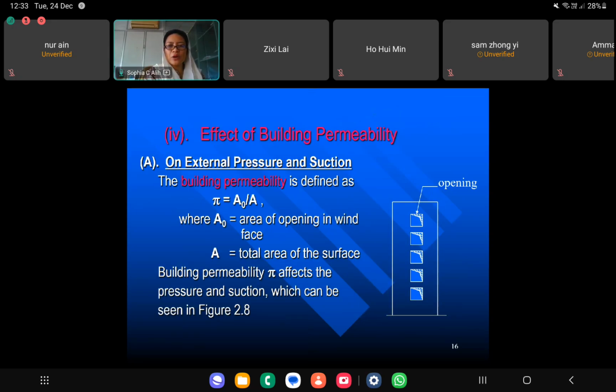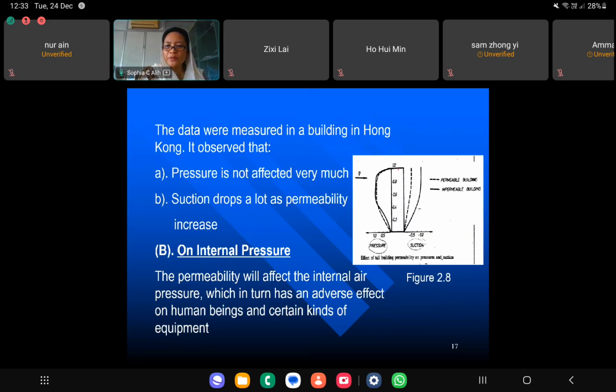The other one is the effect of opening, what they call the permeability, because the more opening you have in your structure, the different impact it will have on the pressure or the suction on the building itself. So if I get the ratio of the opening to the total area of my building and plot it, I get this graph. The straight line is when there is no opening. The dotted line is when there is opening.